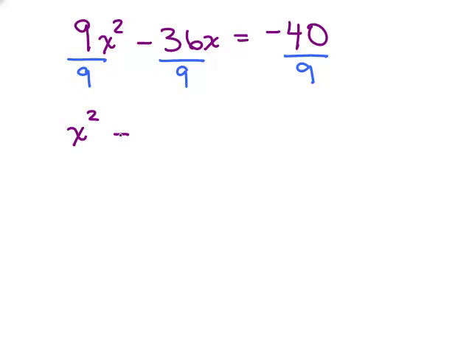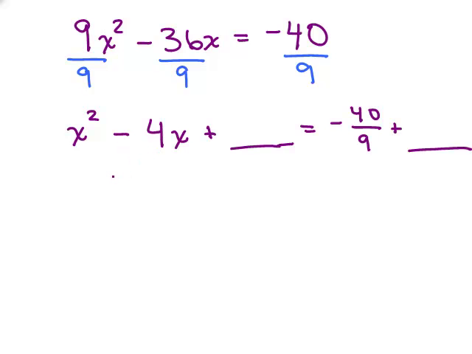x squared minus, and oh, this is nice, we've got 36/9. That's just 36 divided by 9, or 4x. That's going to be not so bad to complete the square. And on the right hand side we have -40/9. Whatever we add on the left side we're going to also have to write on the right side.